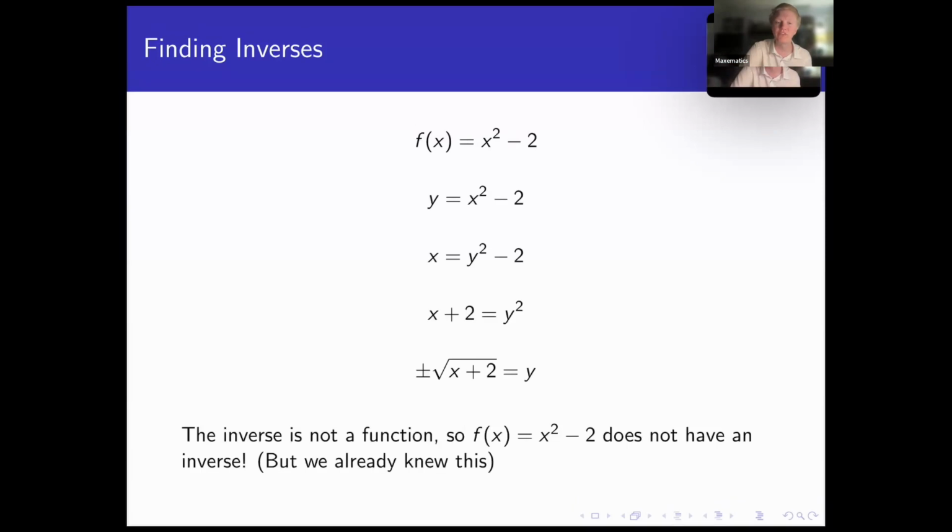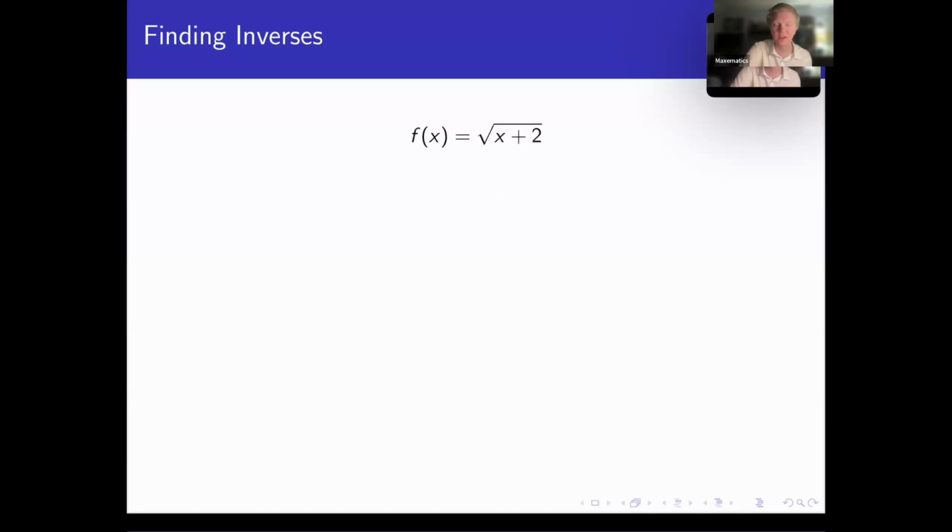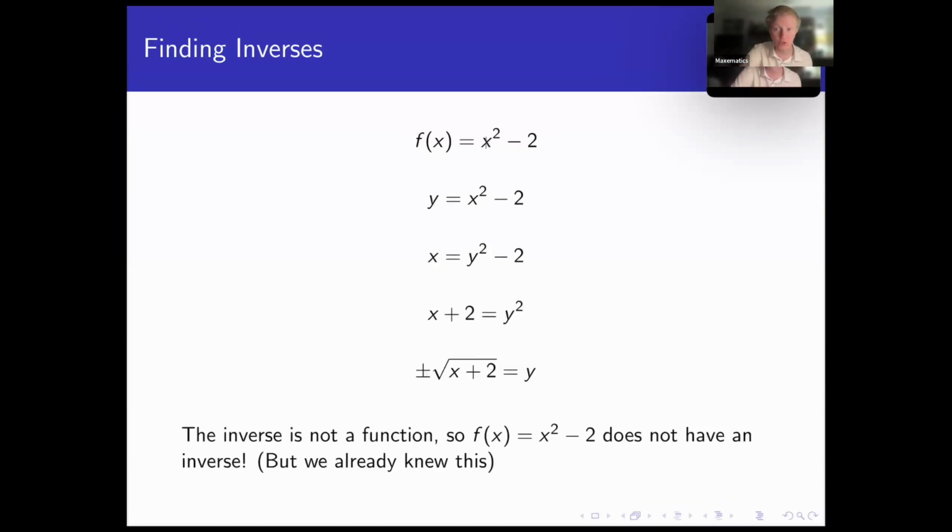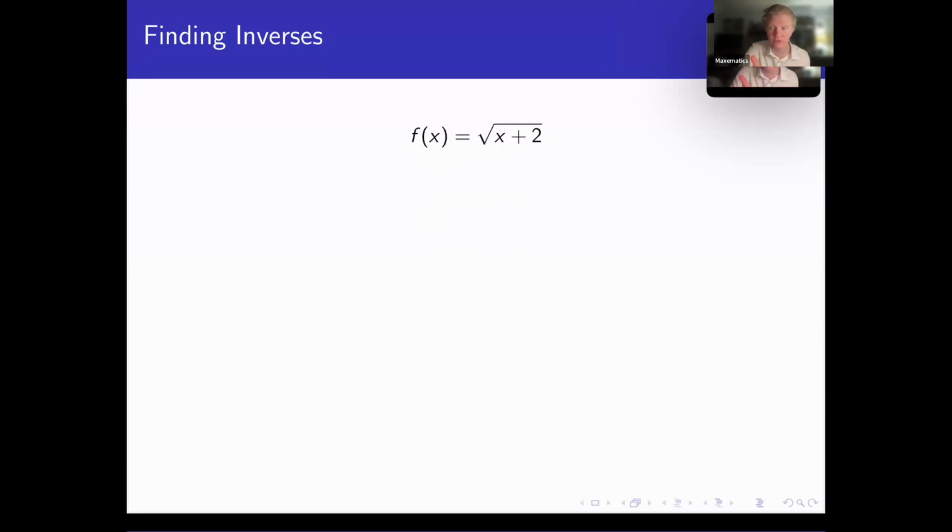Alrighty. Well, what if we started with square root of x plus 2? Well, if we start with square root of x plus 2, we can find its inverse. Don't forget, x squared minus 2 isn't one-to-one to begin with, but square root of x plus 2, if you were to graph it, that is one-to-one. So let's see what happens. Switch f of x to y, switch x and y. Let's square both sides, and let's subtract 2.